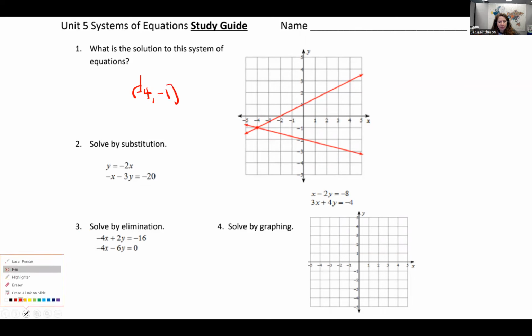I don't know why my pen makes that mark. Just ignore it. It's (-4, -1). All right, hopefully that's the end of that.